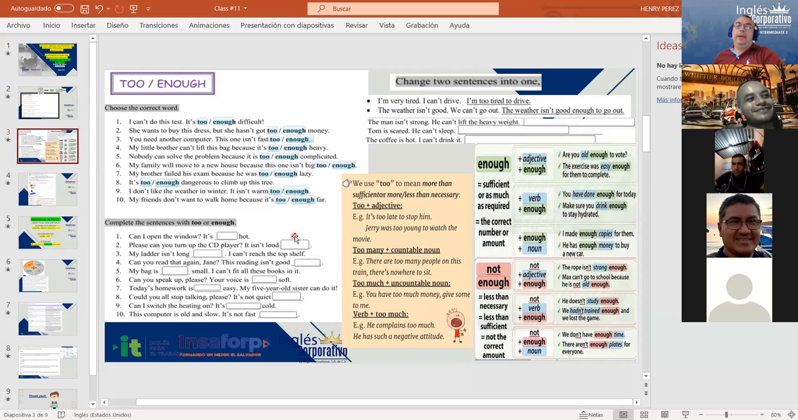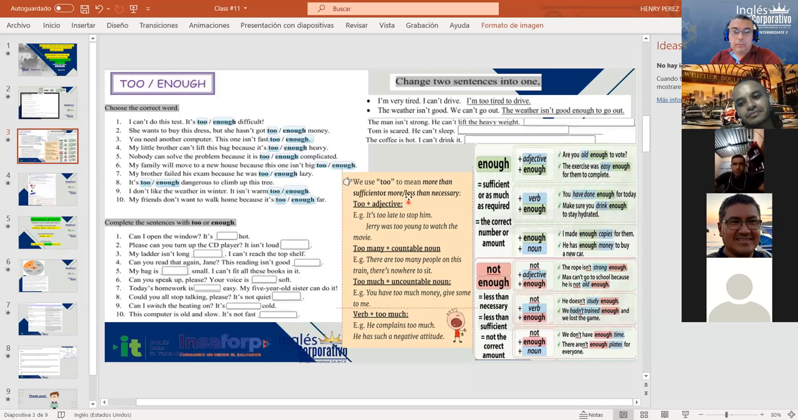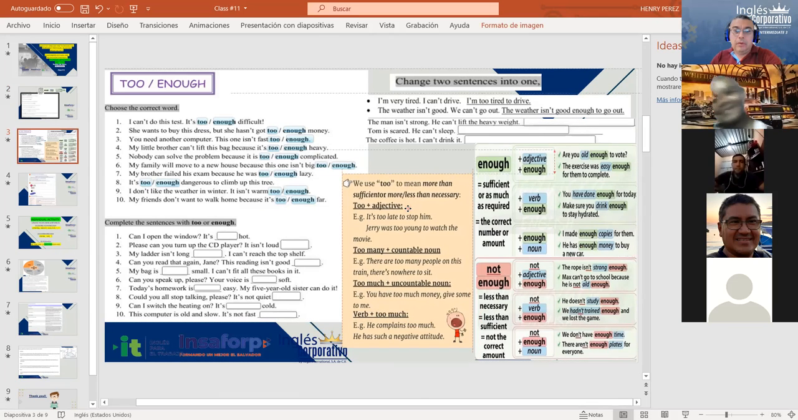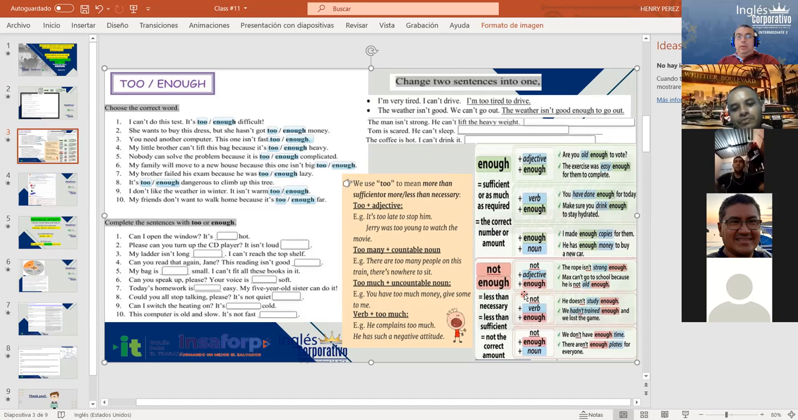This is where you have to be analytical. Let's first look at some of the different ways that you can formulate enough. You have three here, right? And then you have the negative form, not.